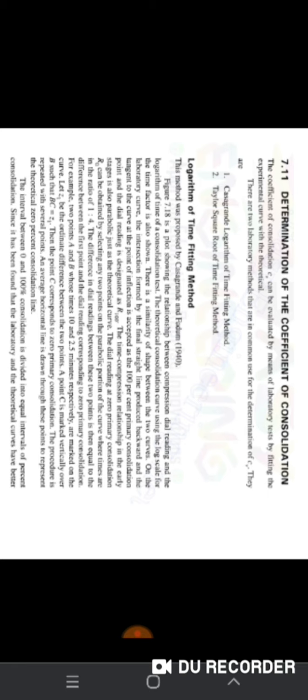The coefficient of consolidation is represented by CV, and it can be evaluated by means of a lab test by fitting the experimental curve with the theoretical one. Here we have basically two methods. In this video we will be discussing the first one, which is Casagrande's logarithm of time fitting method, and in the next video we will discuss the second method, which is Taylor's square root of time fitting method. So let us discuss the first one.